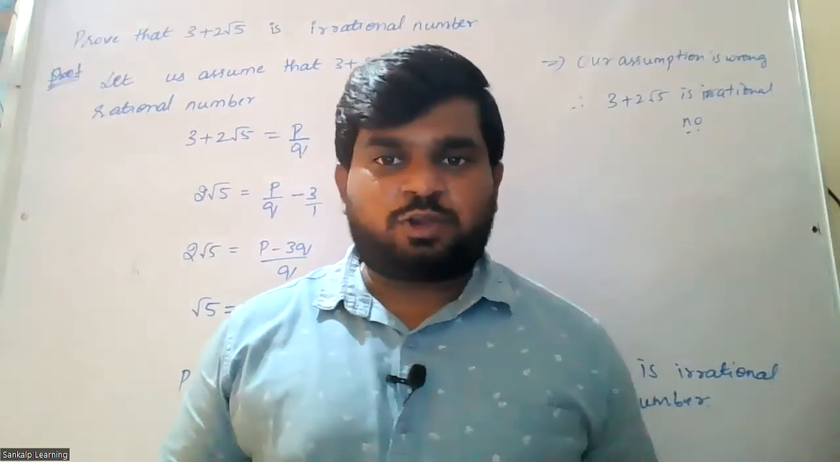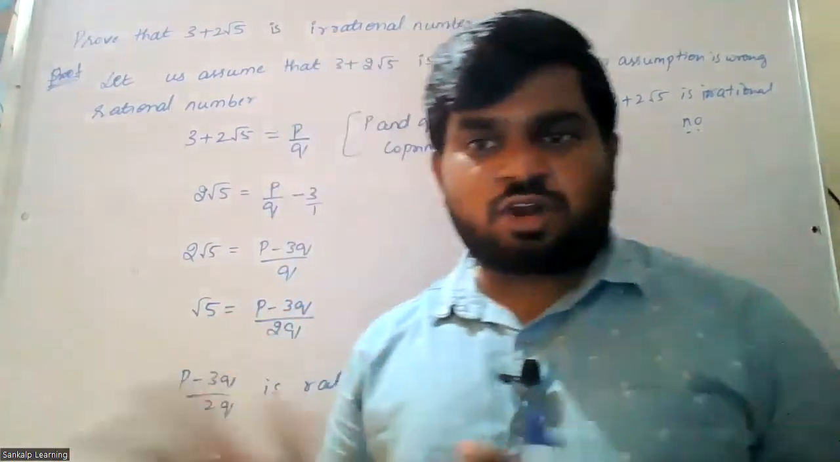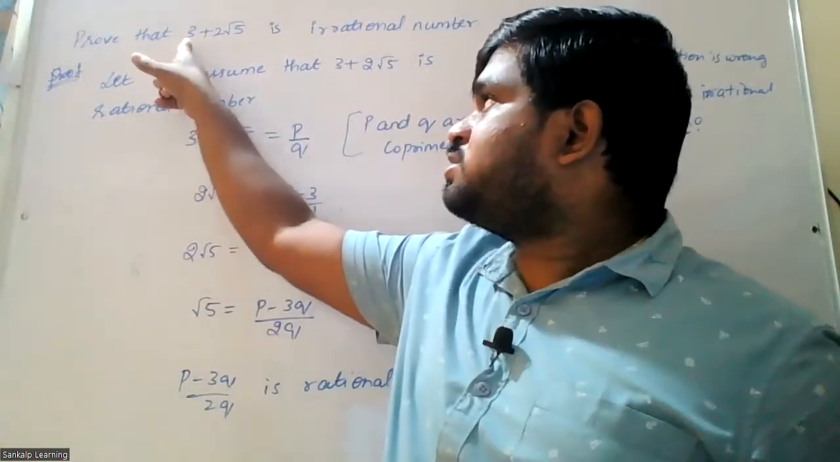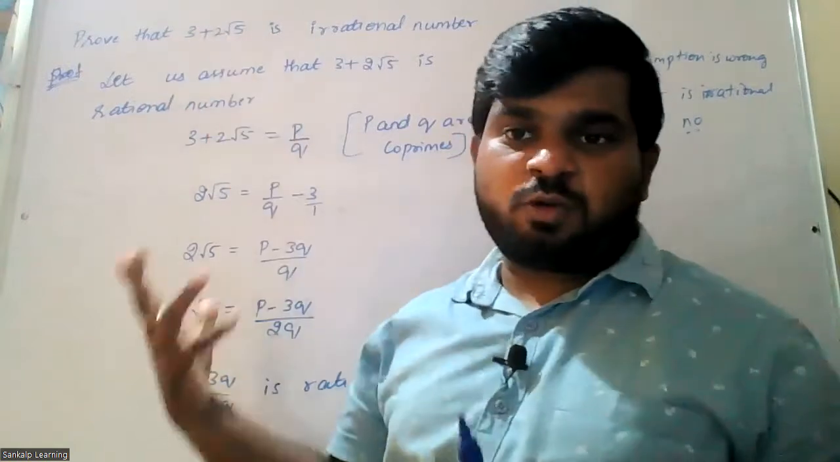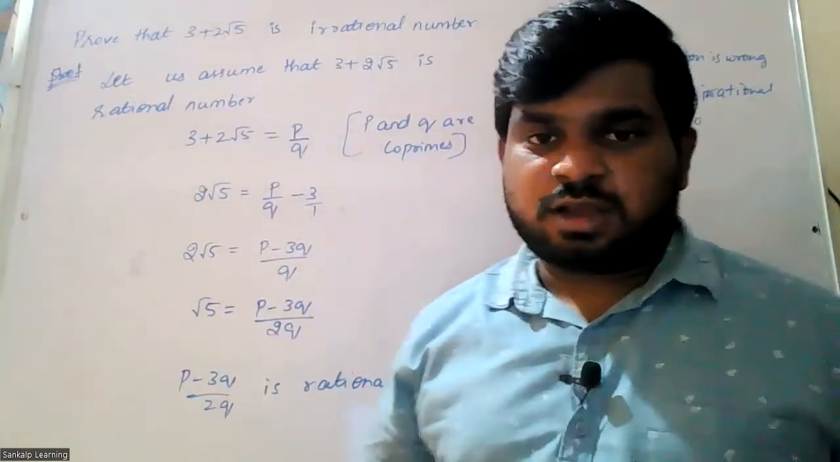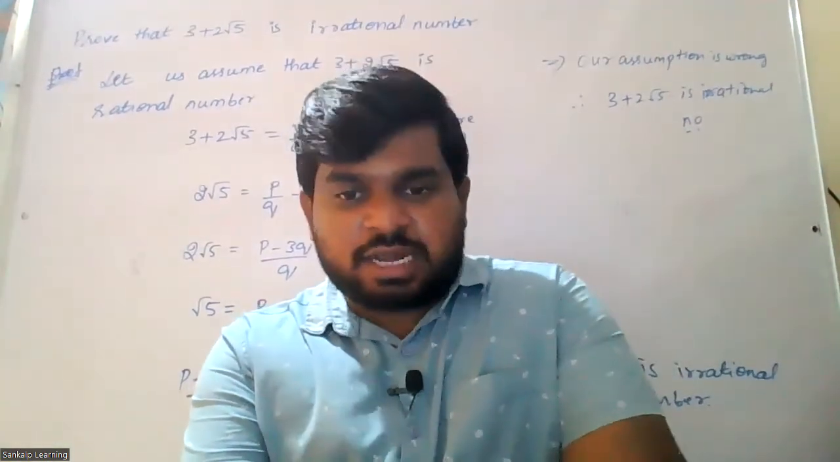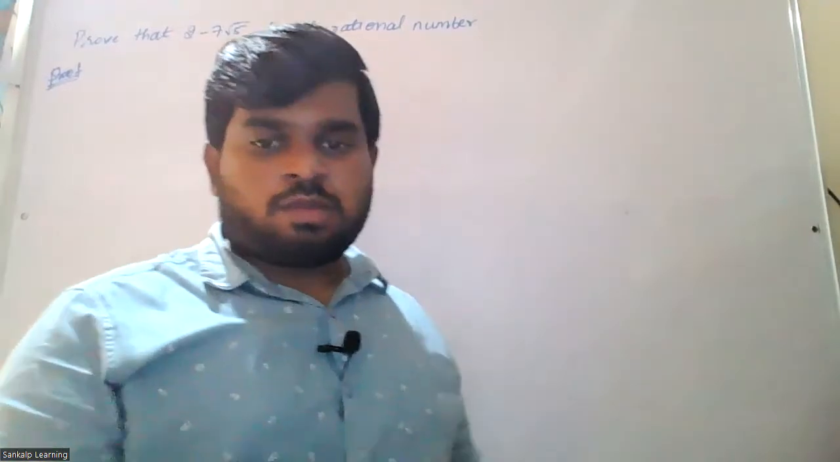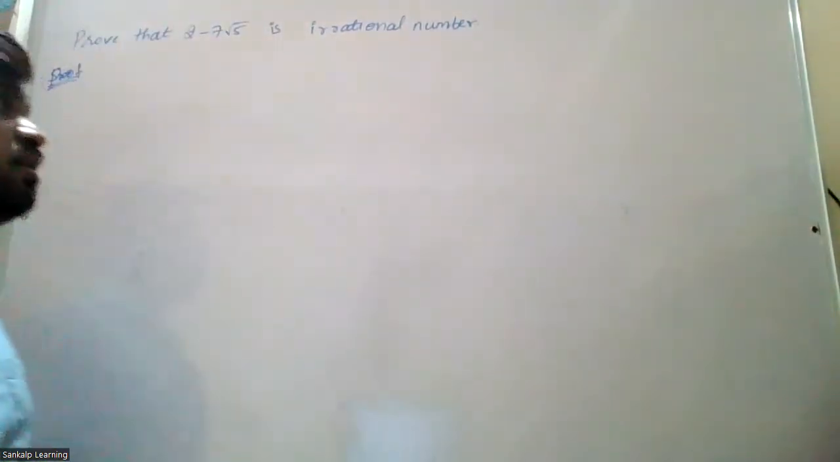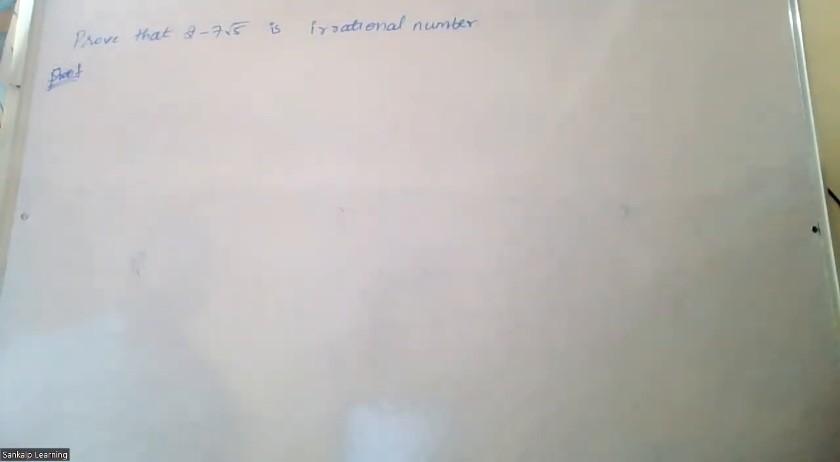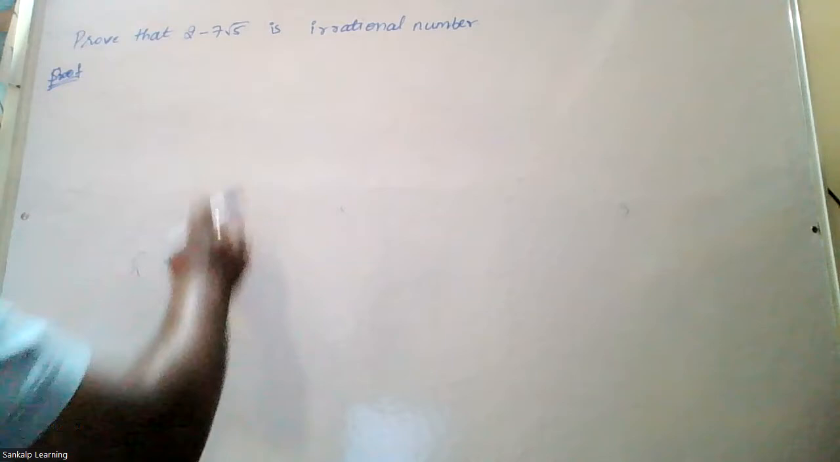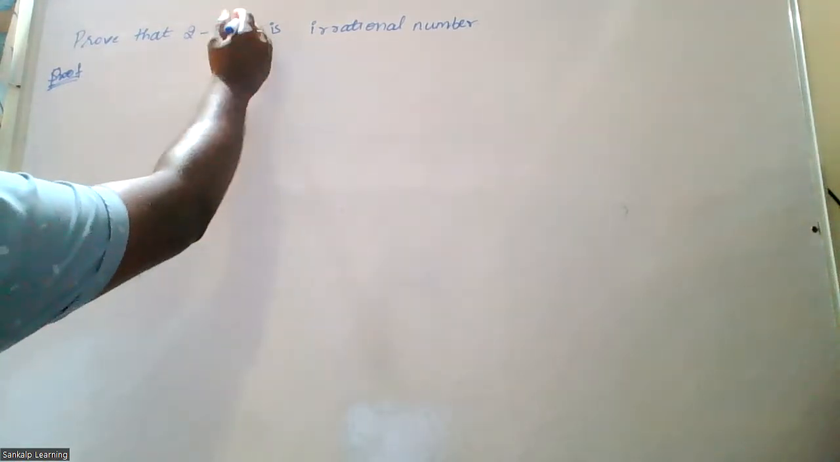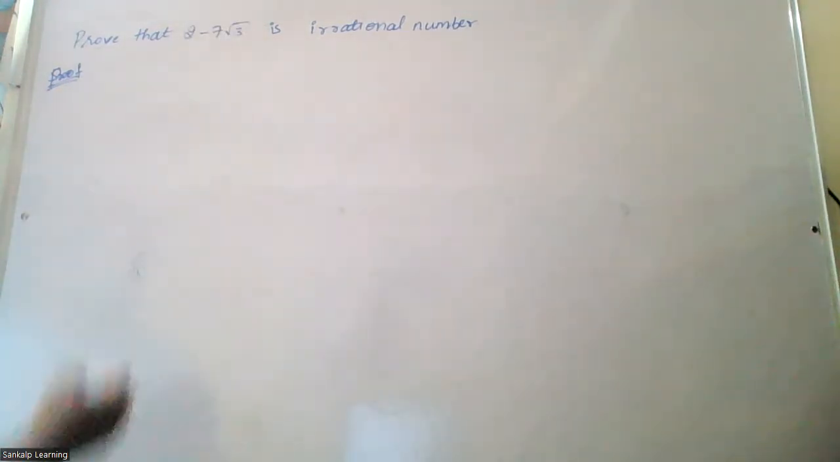So this is the way that you prove a combination of rational and irrational. This is rational, this is irrational. Together, how do you prove? Using this logic. Okay, let's continue with some more problems. Let's take another question. Prove that 2 minus 7 root 3 is an irrational number.